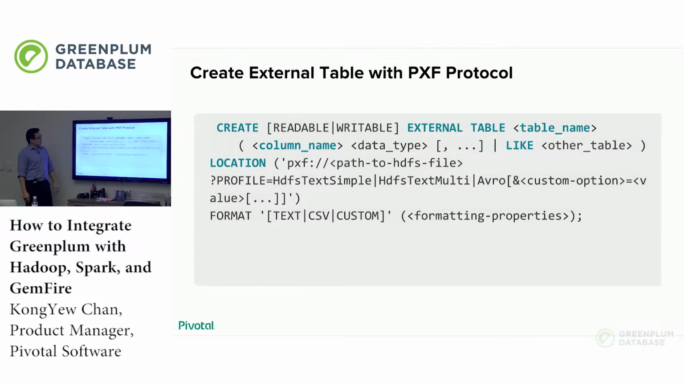Every external table has the concept of readable or writable. Readable is used when you're trying to read data from third-party data sources. Writable is when you want to write data into third-party data sources. Within the table, you create columns, like any typical table. You have a location that tells me the PXF protocol talks to the Hadoop file system, a particular path. The Hadoop file system has a path itself, similar to a file system, that you need to find.